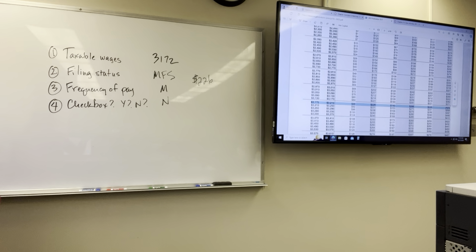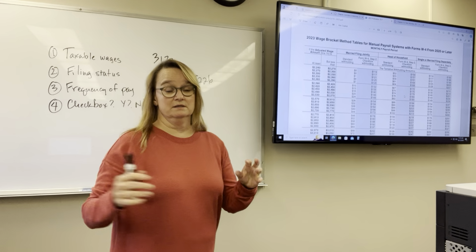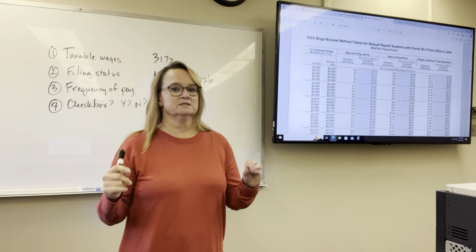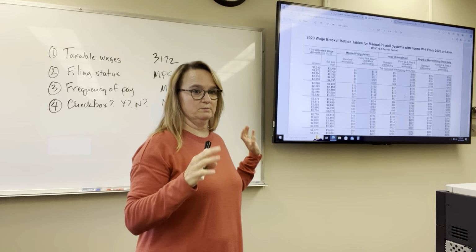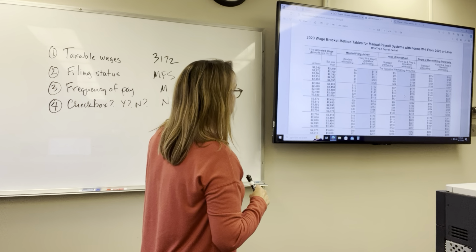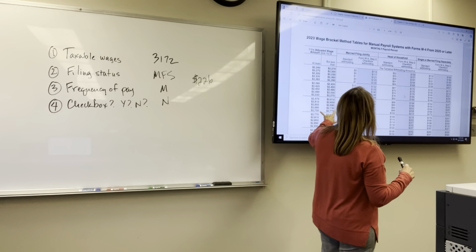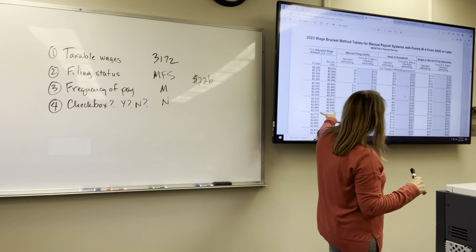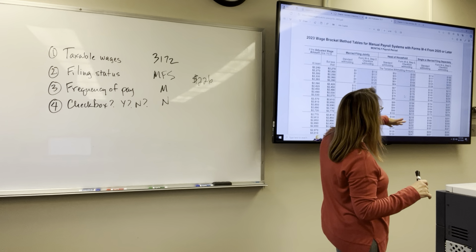Questions? So the most common mistakes that I see that students make, probably the most common one, is simply choosing the wrong table for the frequency of pay. So make sure that you're doing that. Also, usually this one isn't so much a problem finding the right line, but choosing the correct column again.